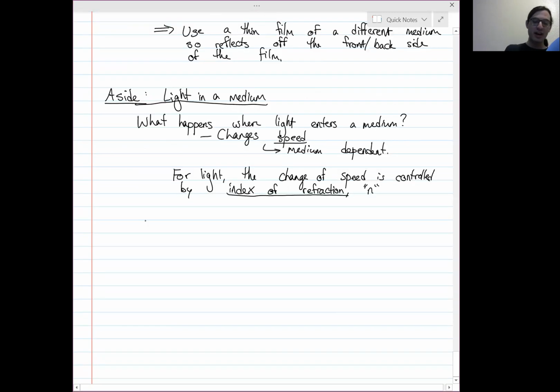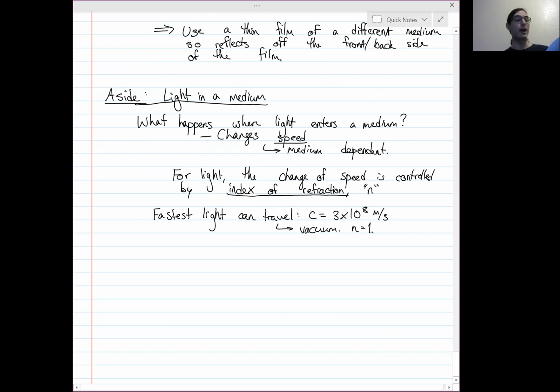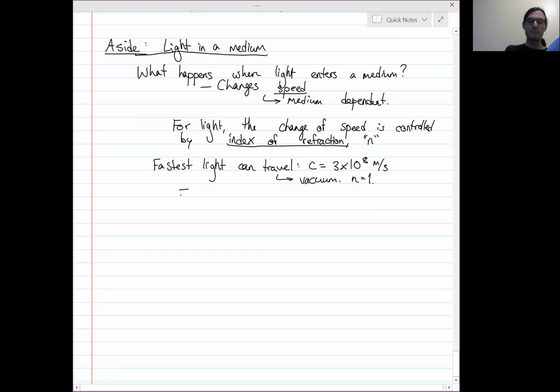So the fastest light can travel is the speed of light that you're all familiar with. It's 3 × 10⁸ meters per second. And this is in a vacuum. This is with no medium at all. This has n equals 1. A vacuum has index of refraction equal to 1. In a medium, the speed of light is c, the number c, 3 times 10 to the 8 meters per second, divided by the index of refraction.